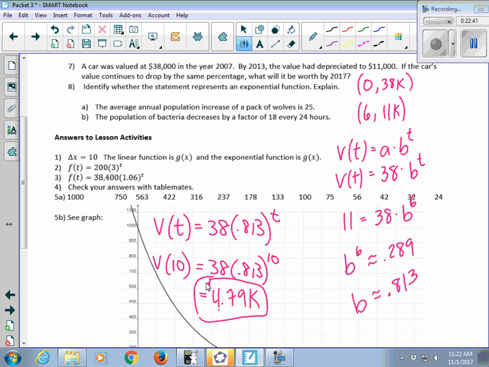All right, number 8, identify whether the statement represents an exponential function. Explain. The average annual population increase of a pack of wolves is 25. So that's 25 wolves per year. That's linear. They're adding 25 wolves each year. And the population of bacteria decreases by a factor of 18 every 24 hours. That is exponential because the word factor indicates multiplication.